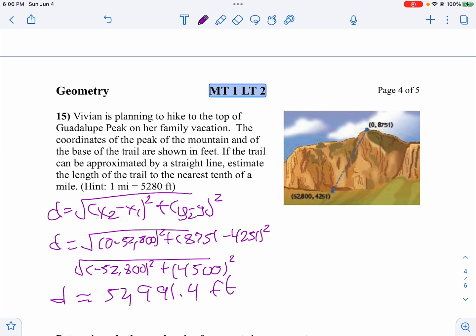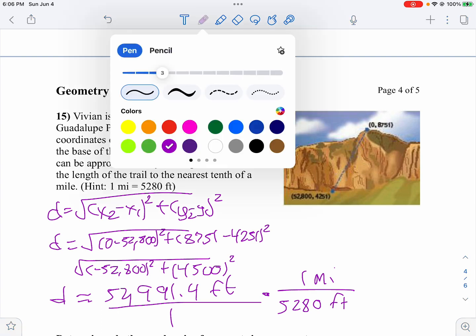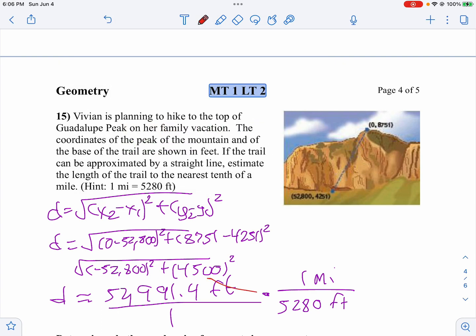So what I'm going to do is I'm going to write that over 1. I'm going to multiply that by the fact that there is 5,280 feet in 1 mile. Notice I wrote the feet in the denominator because I want my feet to reduce. I want my answer in miles. If I just look at my units then, notice my feet go boom, boom. That stuff from algebra doesn't go away. It showed up right away here in the second lesson in geometry. So really, I'm just going to take my answer and I'm going to divide it by 5,280.